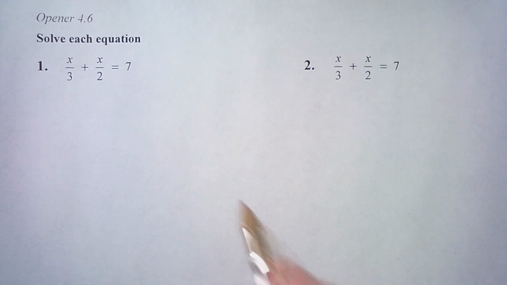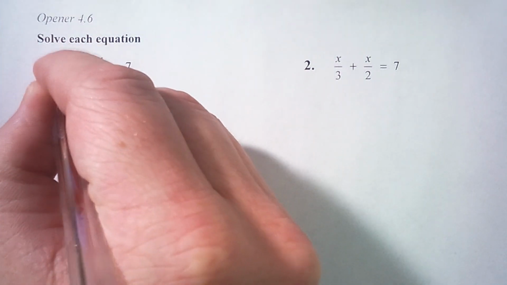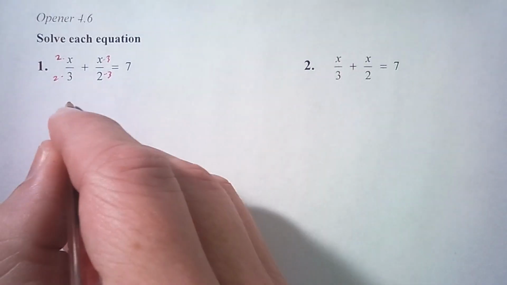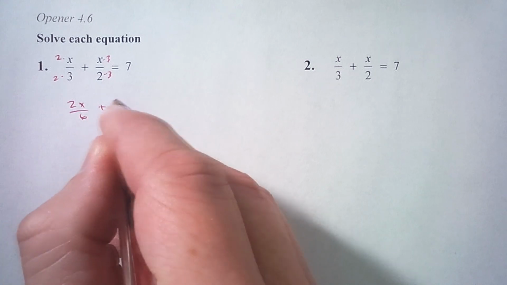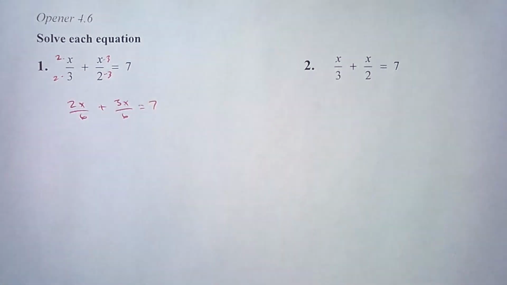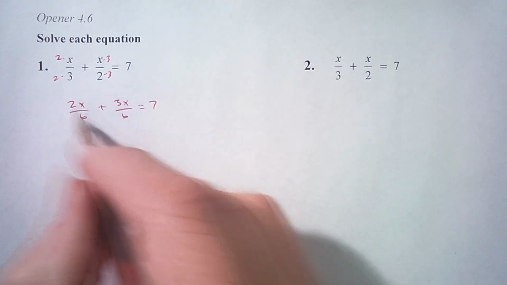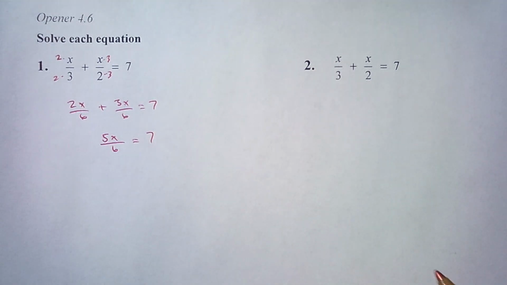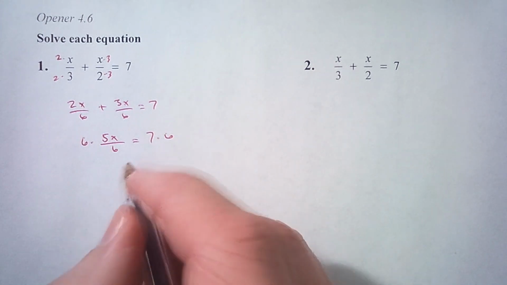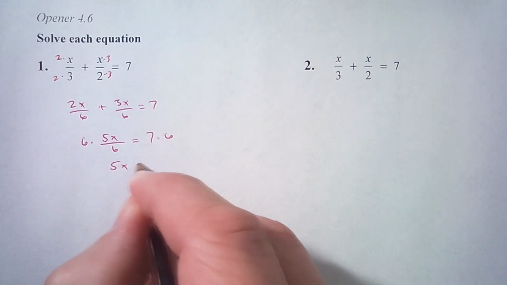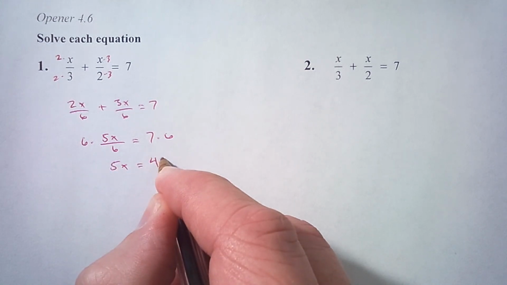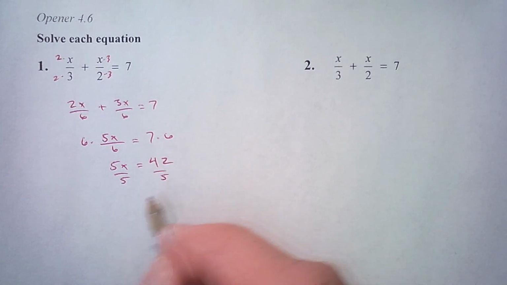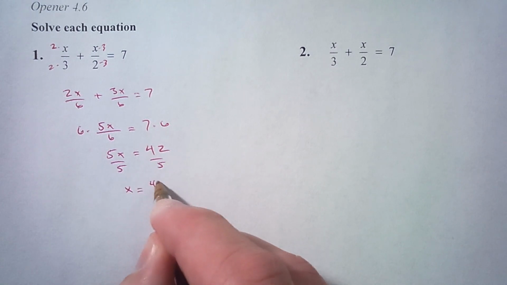So in order to do that, we would multiply top and bottom here by 2 and top and bottom here by 3. So we would get 2x over 6 plus 3x over 6 equals 7. So now I can combine these because they have a common denominator. So that's 5x over 6 equals 7. And I can multiply both sides by 6, and I would get 5x equals 42. And then I would divide by 5, and 42 over 5, I don't think that even simplifies. So x equals 42 fifths.